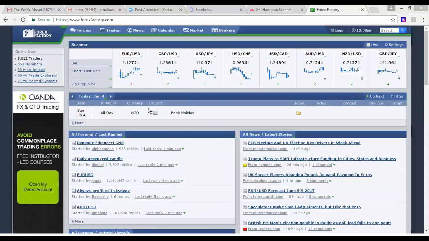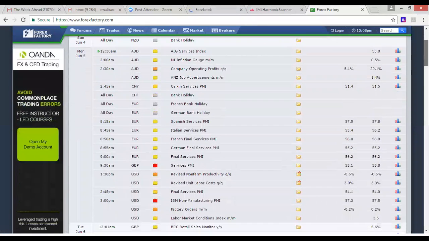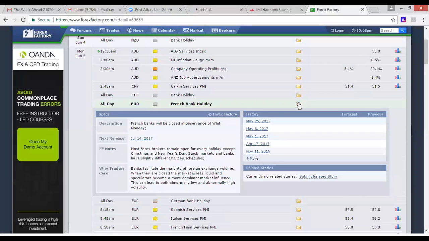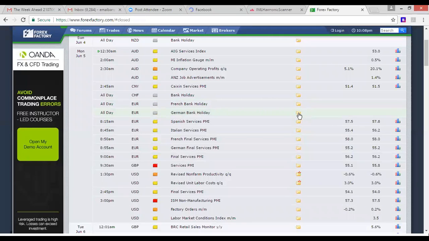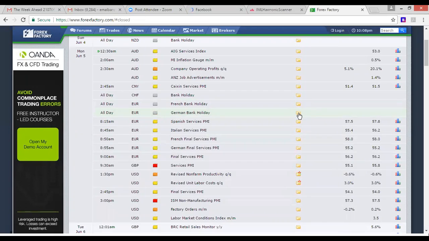Today is Sunday, 4th June. All the Switzerland bank holiday. Bank holiday in Switzerland. Where is this? French. That's France. France will be on holiday. Observance of Weeks Monday. Only on which day? Germany on holiday. France on holiday. Switzerland on holiday. Same day? Yeah, Monday.